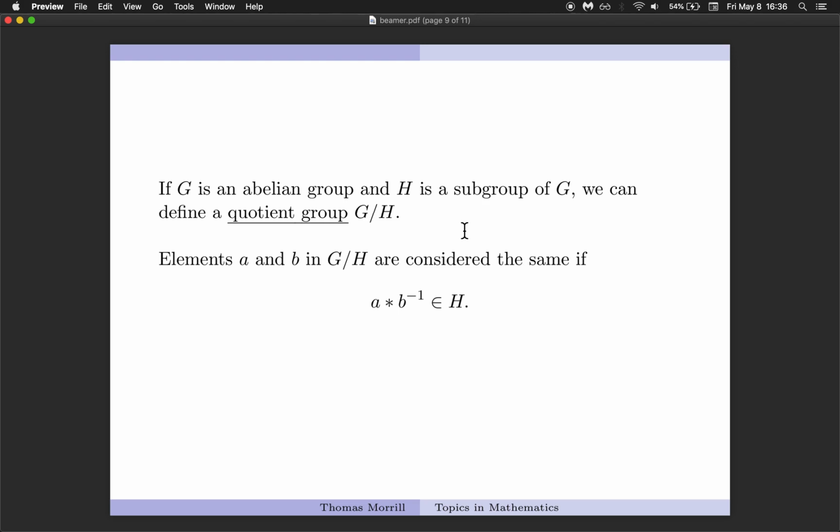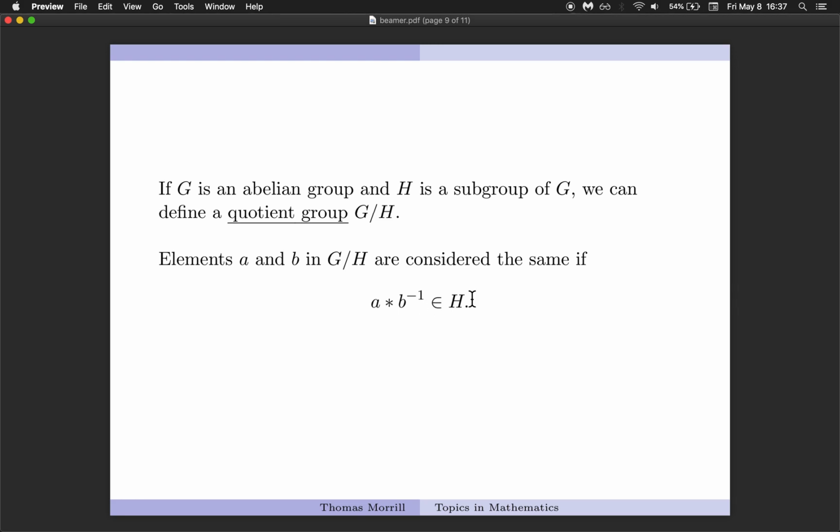Since I'm working in the abstract, I am going to use star, just a generic star, as my operation. Maybe this is addition, maybe this is multiplication, maybe this is function composition, or doing one symmetry and then doing another symmetry together. It can be any operation you want. I'll say that elements a and b in the quotient group, G mod H, are going to be considered the same as long as a combined with the inverse element of b is an element of H.